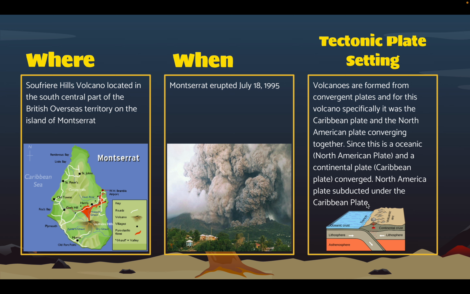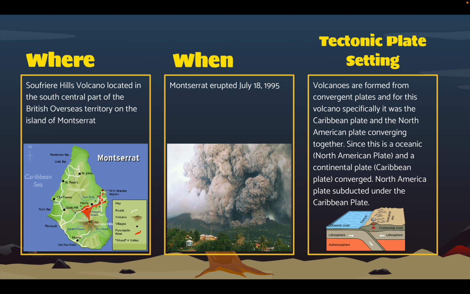In terms of the tectonic plate setting, as you can imagine, most volcanoes come from convergent plates. In this specific setting, it was an oceanic and a continental plate converging. Your oceanic would be like the North American plate, and your continental plate would be the Caribbean plate, converging. The North American plate would be the one being subducted under the Caribbean plate.